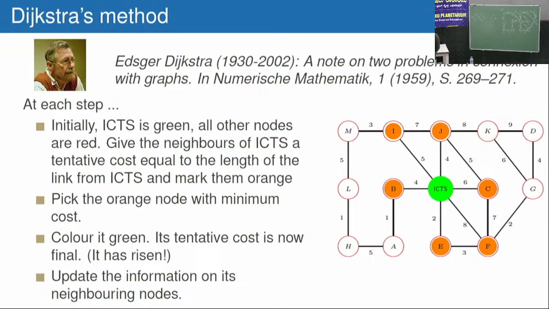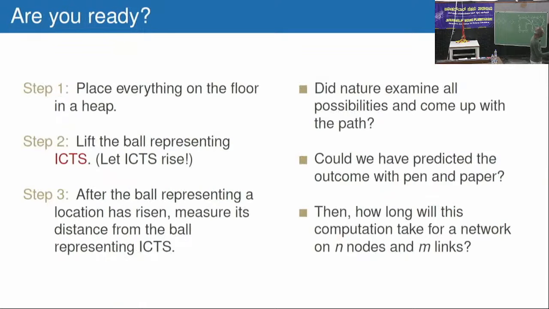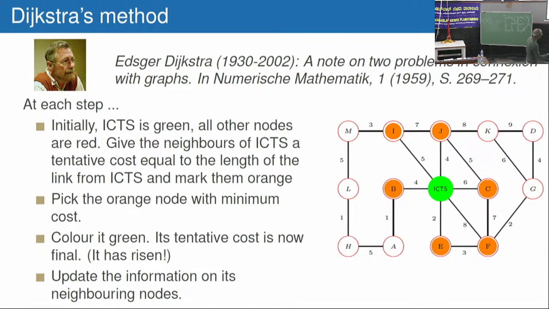Whatever we did here, by imagining this experiment, you don't, each time you have to find the network, start looking for ribbons and balls. You just imagine what would happen. Okay. And what you do is that at any stage, let me show it here. So there are these nodes which have turned green. Green means it has risen.